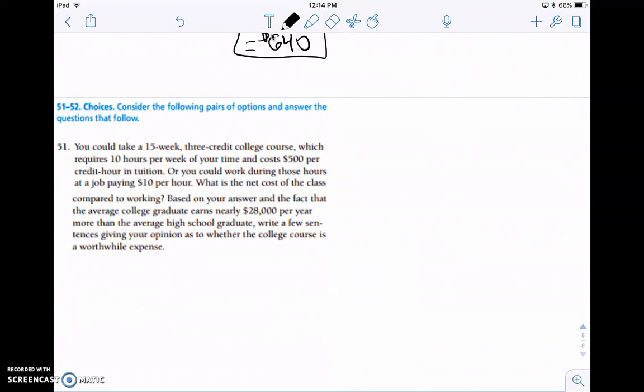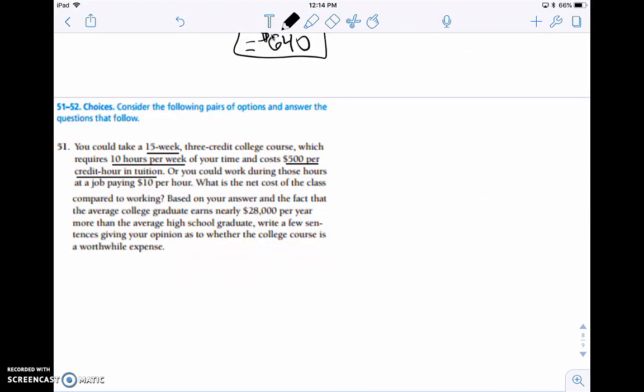Okay, this last one. So we want to consider a pair of options that we have. You could take a 15-week, 3 college credit course. So 15 weeks, 3 college credits, which is about 10 hours per week of your time and costs $500 per credit hour in tuition. Okay, and most college courses are about that time frame.